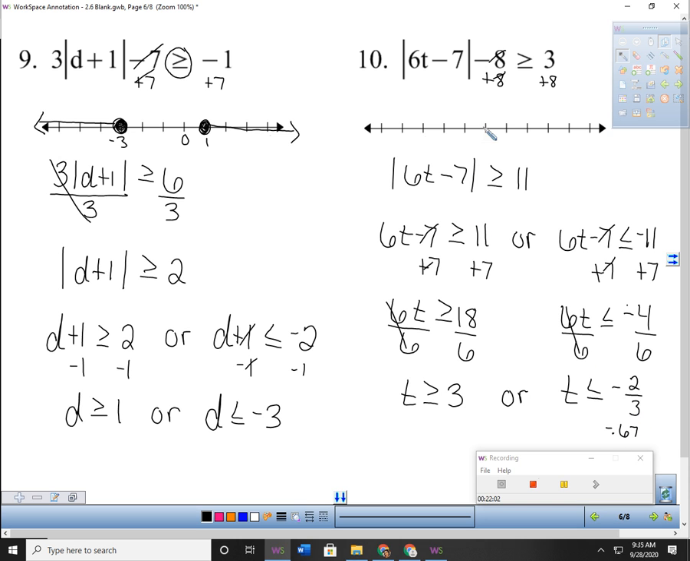Halfway would be 0.5. So I'm going to go up here. I've got 0. We're not even going to go to a whole negative 1. 1, 2, 3. So greater than or equal to 3. So close circle, shade to the right. But I'm less than or equal to negative 2/3. So if I split this into 3 pieces, it would be the second piece down. So close circle, shade to the left.